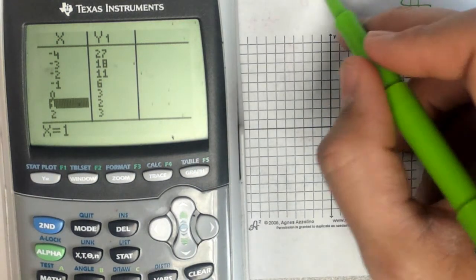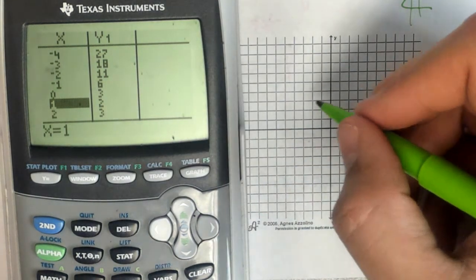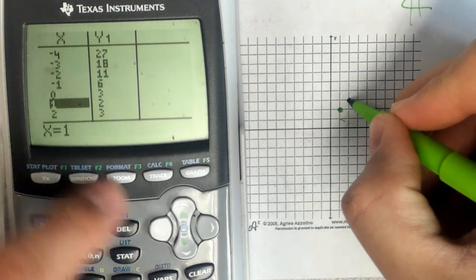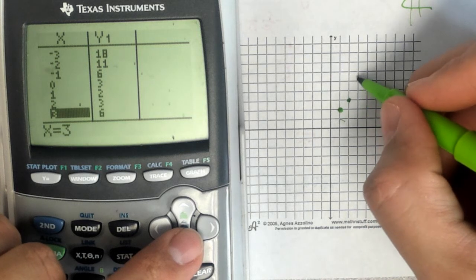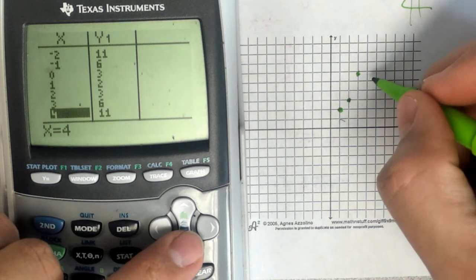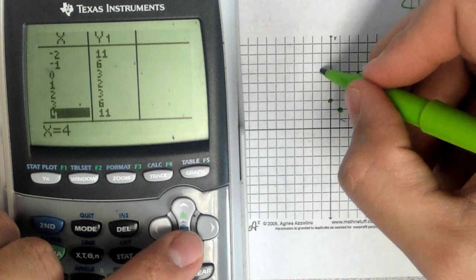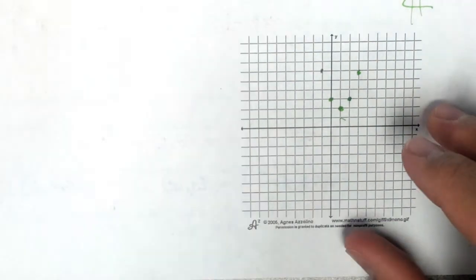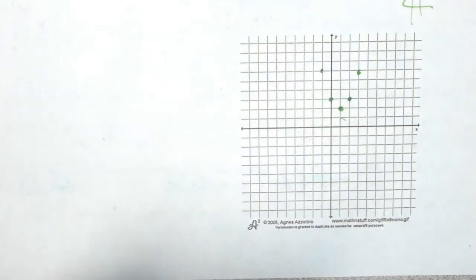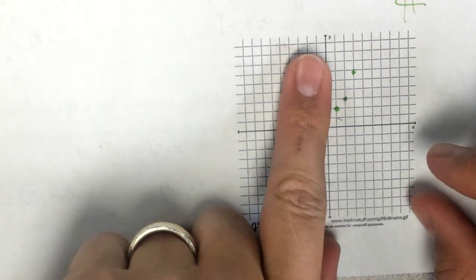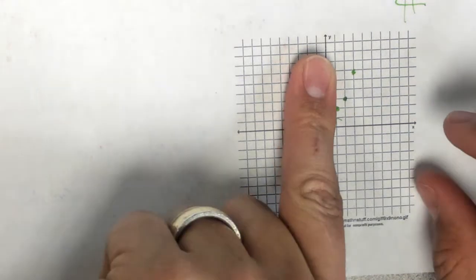(1, 2), there's my vertex. Then I have (2, 3), (3, 6), and then (4, 11), which I can't graph on the page. So those are the only ones I could fit on here. For my inverse, I'm simply going to graph this right side from my vertex to the positive side. That's all I want to graph for the inverse.